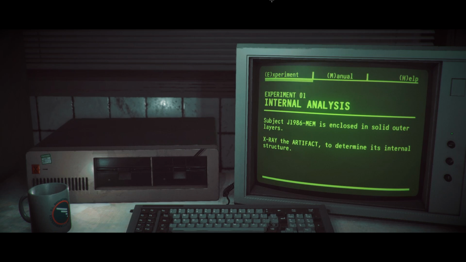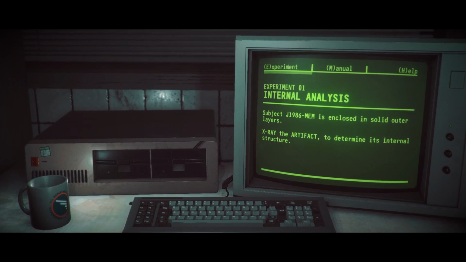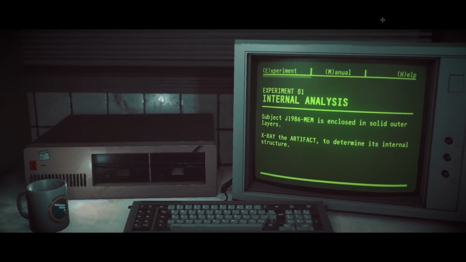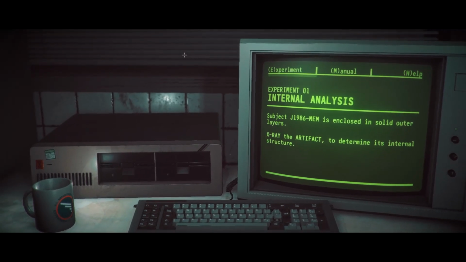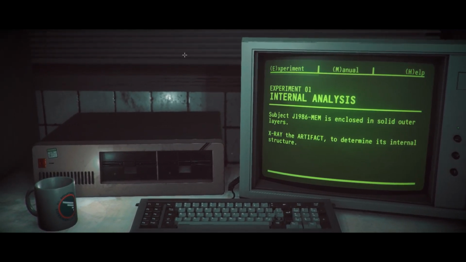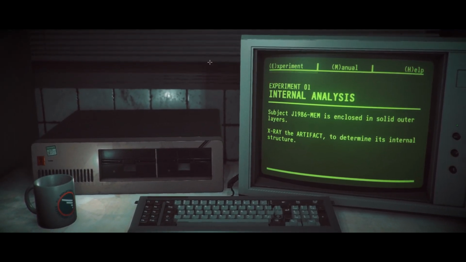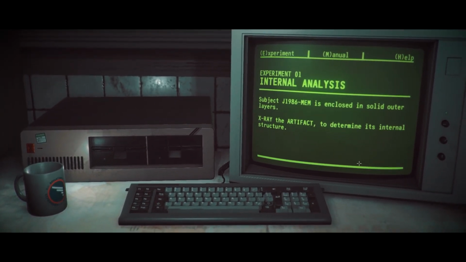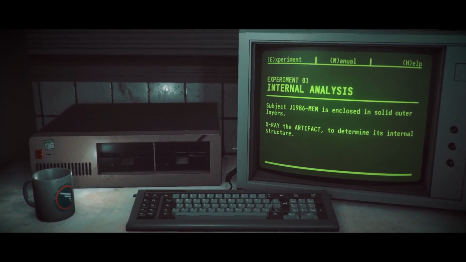Alright. Okay, so it looks like this will be similar but different layout. Can I actually click on these? Or is this going to be like I have to click? So I would guess E's experiment, M is manual, H is help. Let's just stay here. I don't like that my cursor has to be on the screen, but we'll just chill.